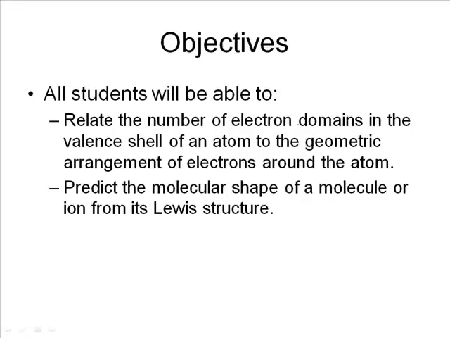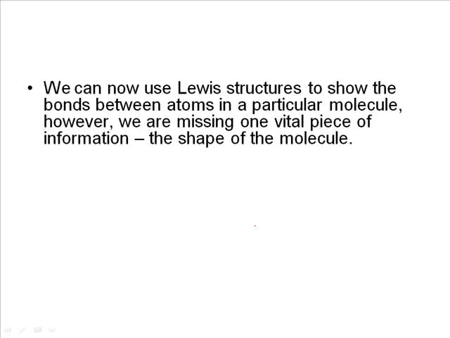What we're going to be using to do that is the electron domains in the valence shell, and then we're going to use those electron domains to predict the molecular shape based on its Lewis structure. So hopefully now we can use Lewis structures to show the bonds between atoms in a molecule. So we can draw CO2 and show the bonds between the carbon and the oxygen. We can show the electrons on here.